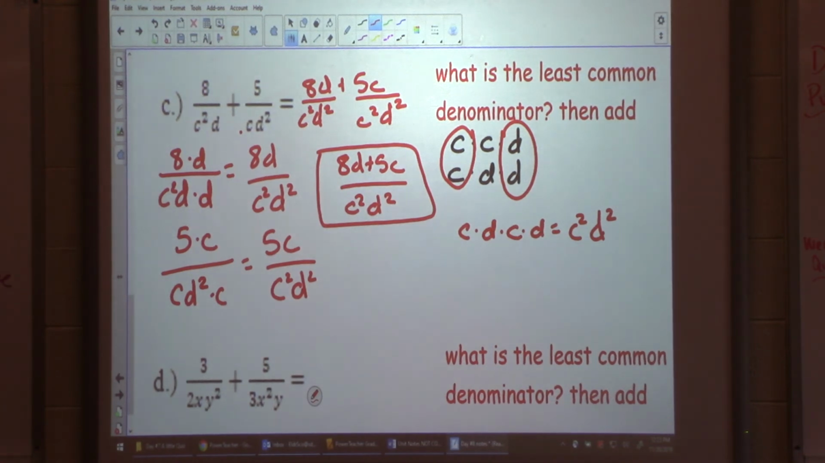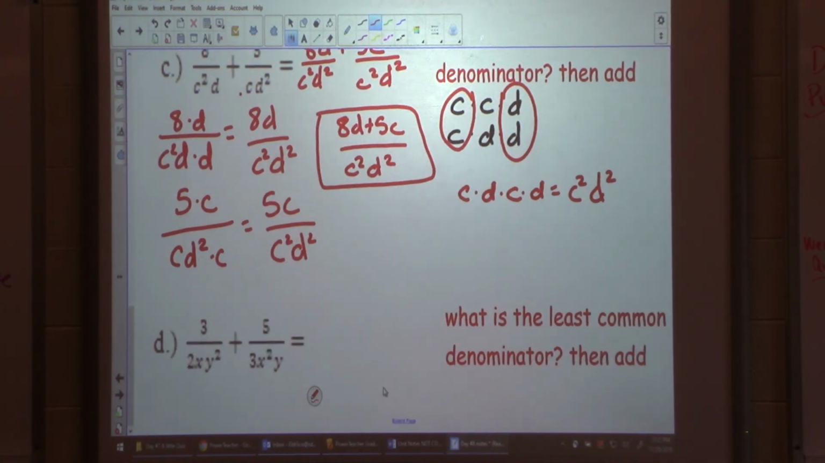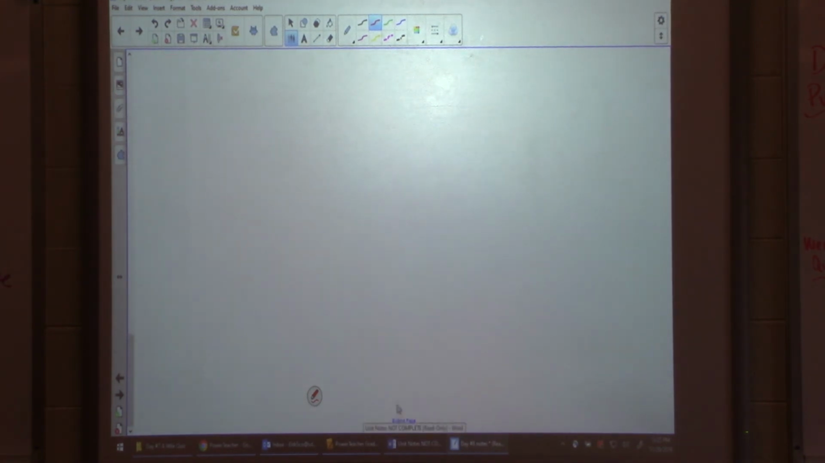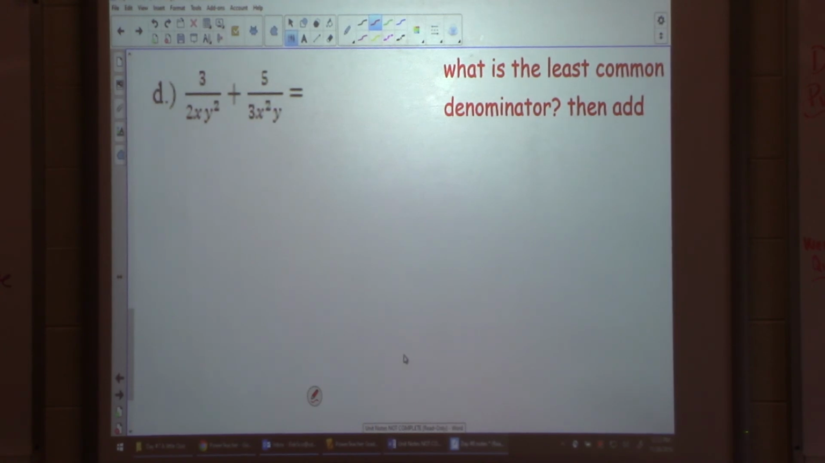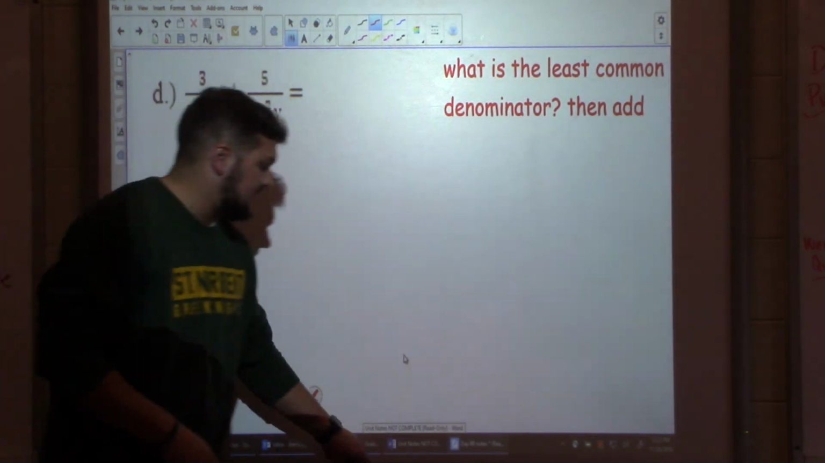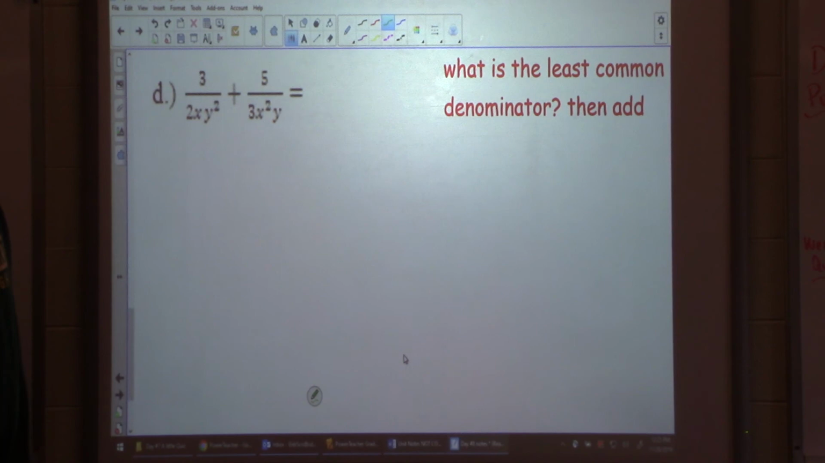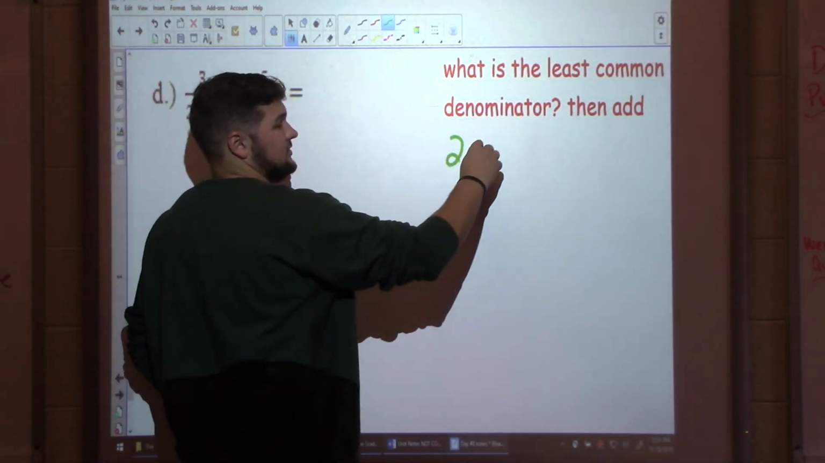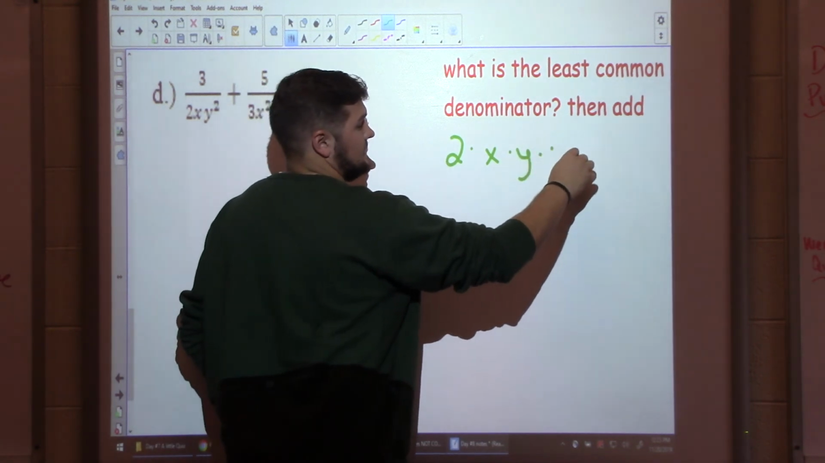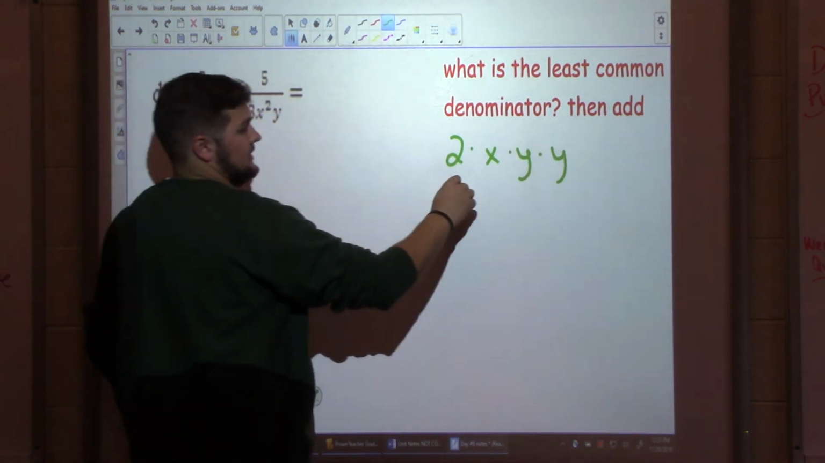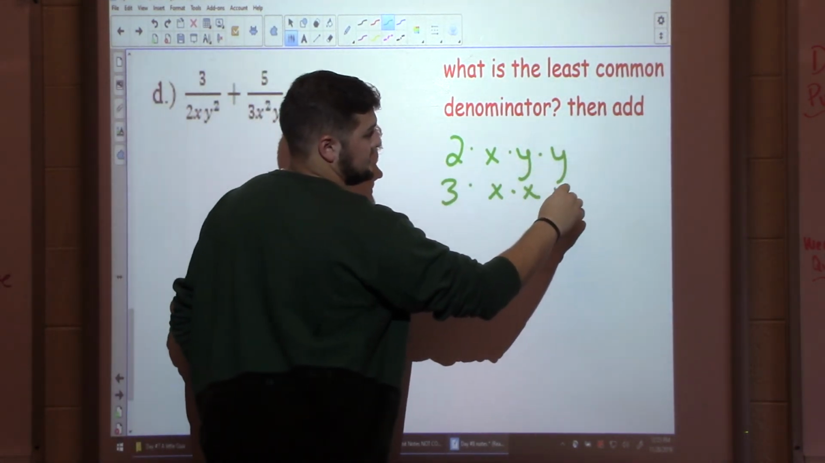How about this? Let's find the least common denominator and fix them, and then we won't add them together. Okay? So next one. Looking for the least common denominator, 3 over 2xy squared plus 5 over 3x squared y. Well, write them all together if you can't just see it. 2 times x times y times y. 3 times x times y.